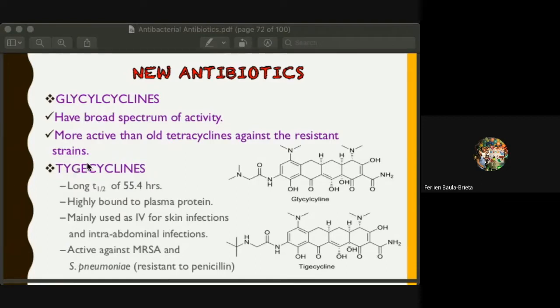They have a half-life of 55.4 hours, highly bound to plasma protein, mainly used as IV for skin infections and intra-abdominal infections. So these types of infections are not really life-threatening at all. Active also against MRSA and Strep pneumoniae that is resistant to penicillin. So we have here the comparison of our drugs here.